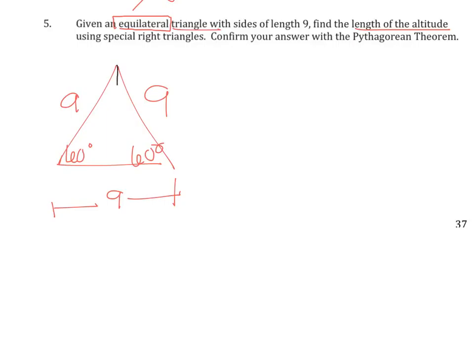Now here's my altitude. And when you draw an altitude in an equilateral triangle, that divides the opposite segment into 2 congruent parts. So we have 4.5 segments. And we want to find the length of the altitude. And it also bisects the angle of the vertex here. So these are 30-degree measures.